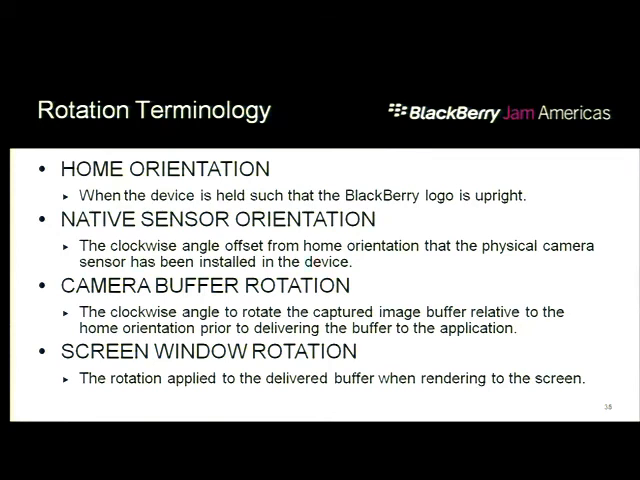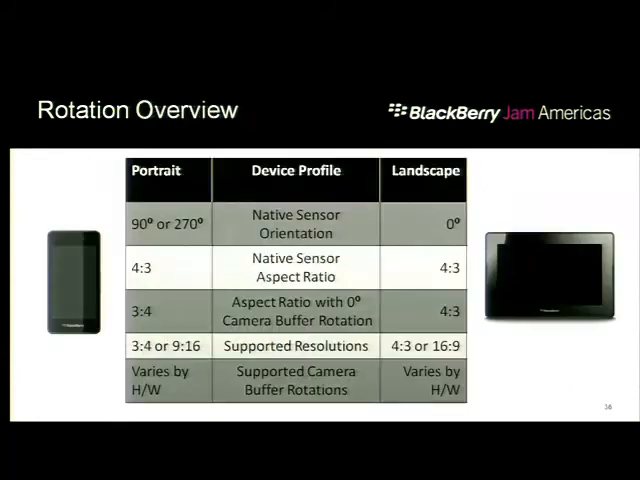The second way to do rotation is to just rotate the buffer when you display it on the screen. So apply a Q transform or a screen window rotation, for example. That's how you can line those things back up. I'm not going to talk about that too much.